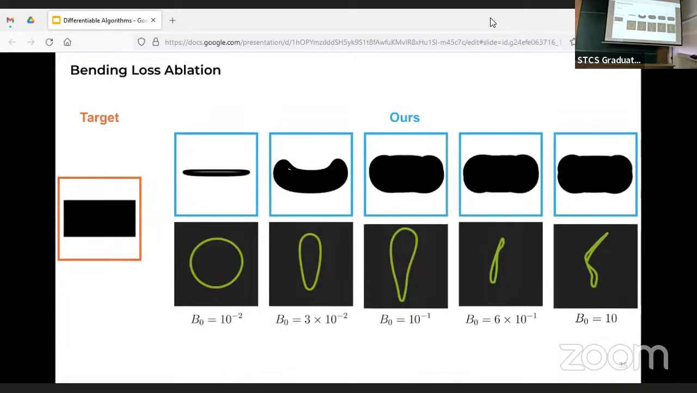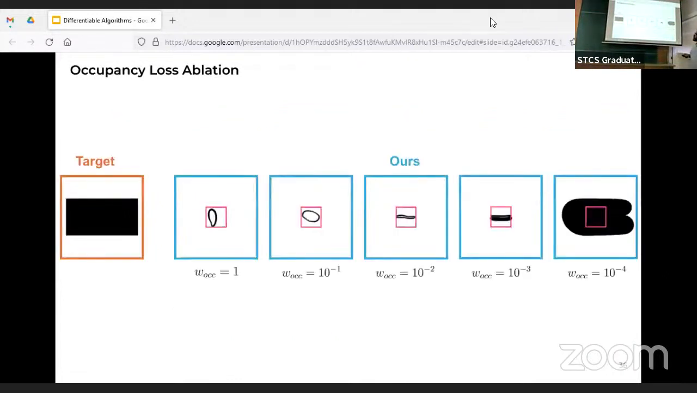And similarly for bending, if we penalize the bending, it cannot become anything other than a circle. And giving it freedom, it can bend to form rectangle-looking shapes. Similarly, we have the occupancy loss, which works depending on how much weight we use.